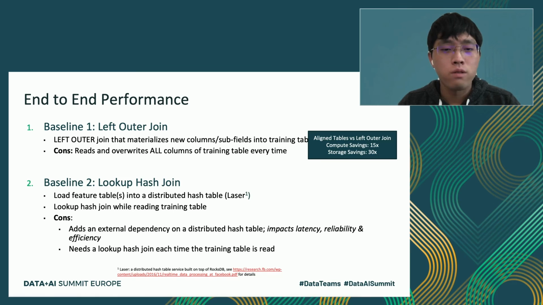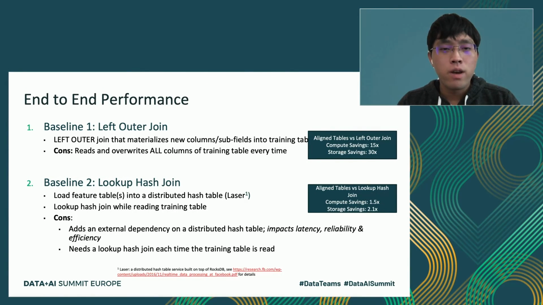The cons of this solution is that it needs an extra dependency in the system, which is the distributed hash table service. It needs several steps, such as loading the hash table and joining from the hash table. This impacts latency, reliability, and efficiency from time to time. In addition, the local hash join is not free, and it is costly as we need to do the join every time we read in the training table. We compared the aligned table solution versus the local hash join solution, and we observed 1.5x compute saving and 2x storage saving.